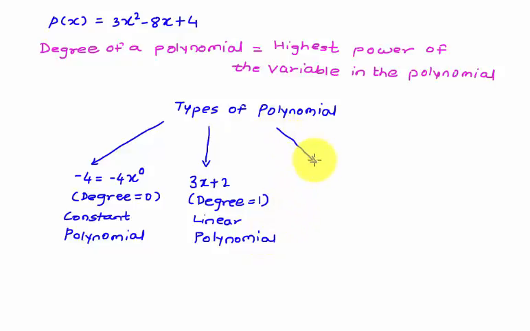Now let's take the third polynomial, which is the same as in the above example, 3x square minus 8x plus 4. Now we saw that this polynomial has degree 2. So 3x square has power 2, hence the degree of the polynomial is 2. It is called a quadratic polynomial. So this is the case of quadratic polynomial where the degree of the polynomial is 2.